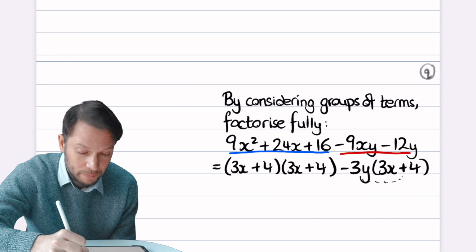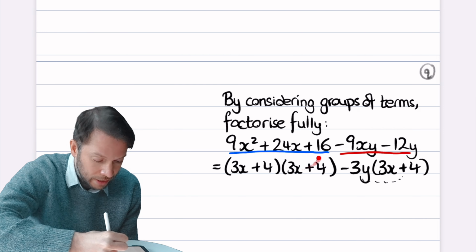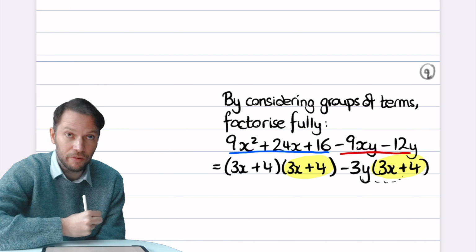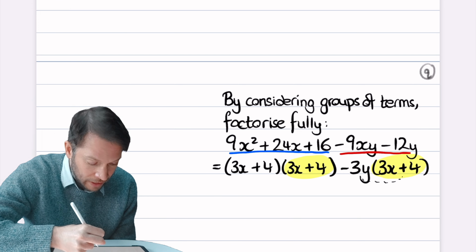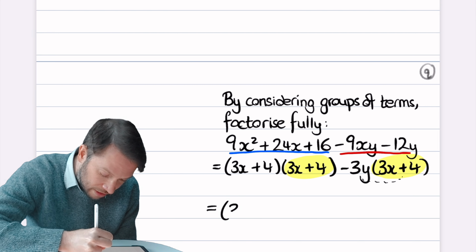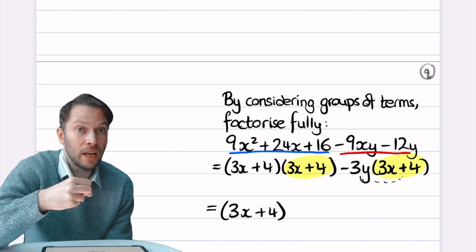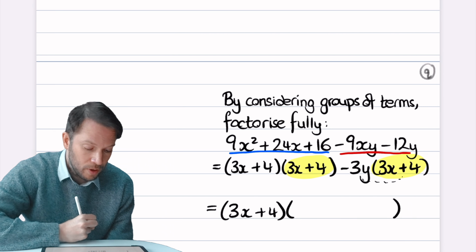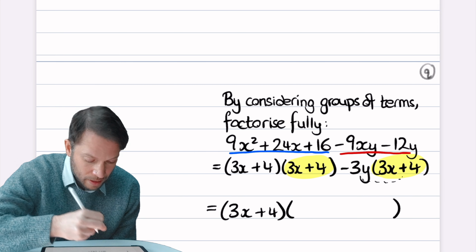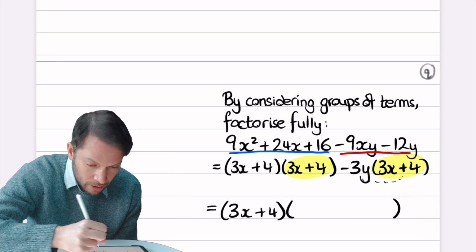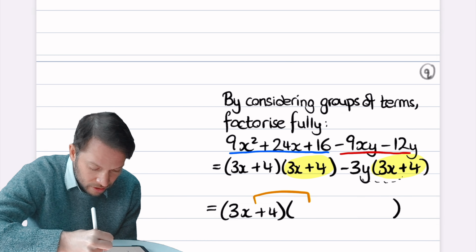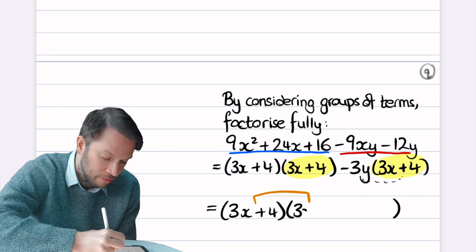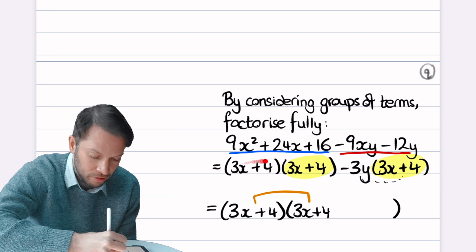Oh, and this is really nice because I can see in this blue group here and this red group here, I have this common factor of the whole bracket of 3x plus 4, which means we can factorise this out. So we can factorise this 3x plus 4 bracket out. And then just like we would usually do if we're factorising out a common term, we put an empty bracket after, and then we say, okay, well, 3x plus 4 times what is this whole expression here? Well, it's times 3x plus 4. 3x plus 4 times 3x plus 4 gives you this.